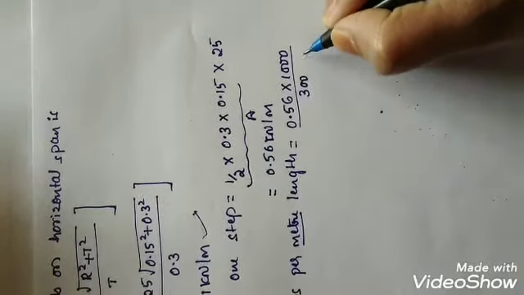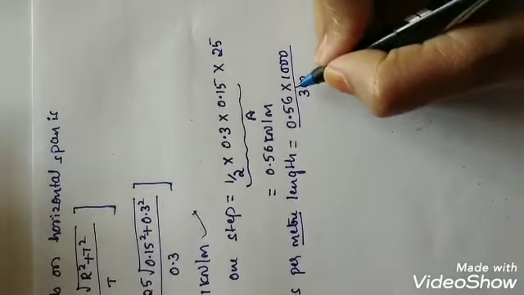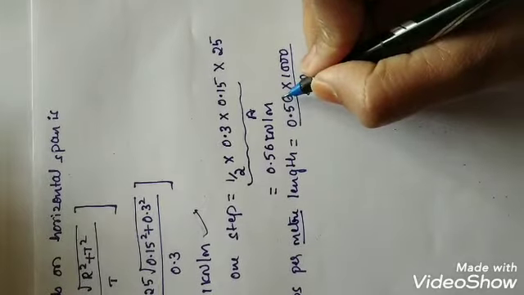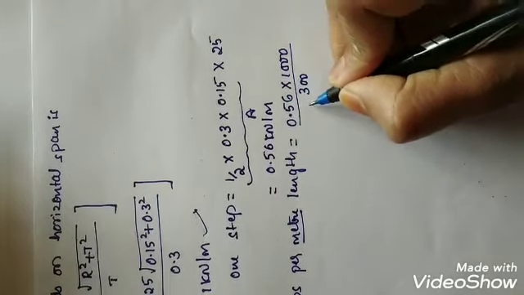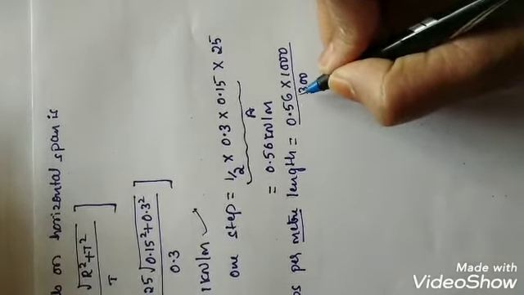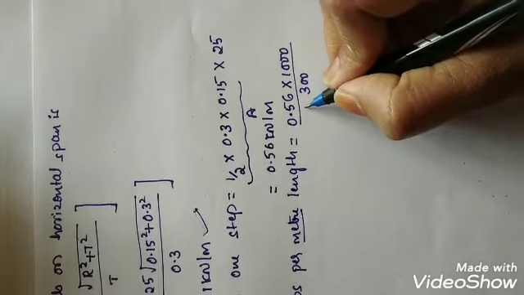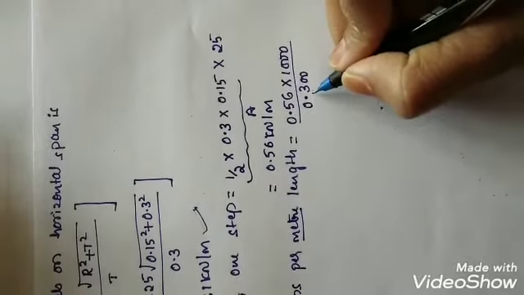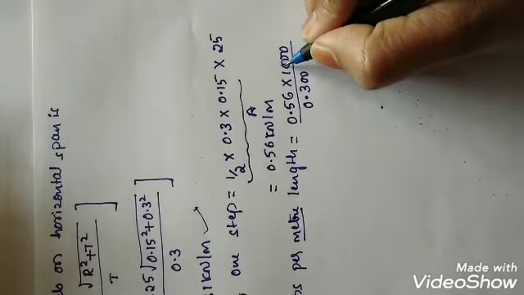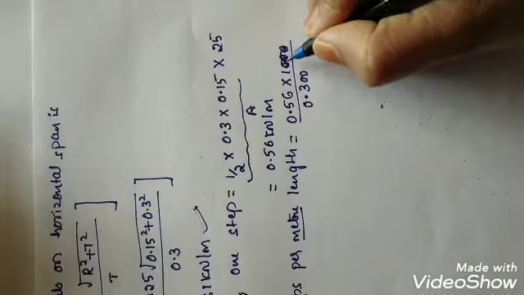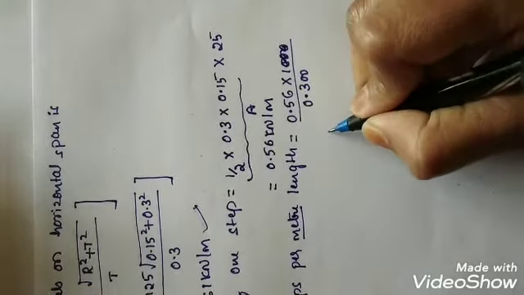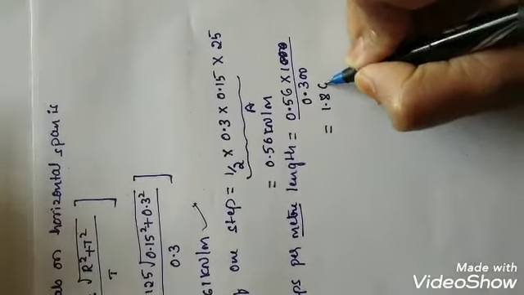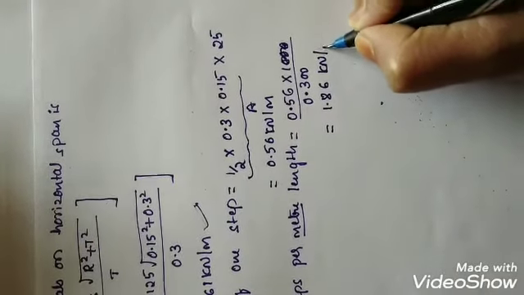So I will use that 300 now. We need it in terms of kilonewton per meter. 0.56 I have substituted in terms of kilonewton per meter. So here this value you should consider in terms of meter also. So I will consider it as 0.3, and this also in terms of meter, that is nothing but 1. So I will get the per meter length width, it is 1.86 kilonewton per meter.